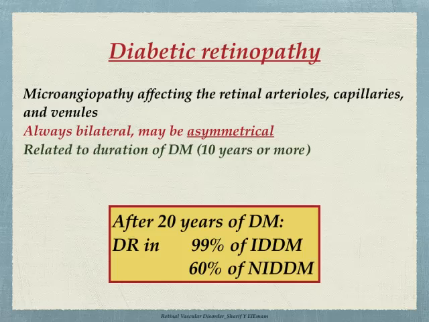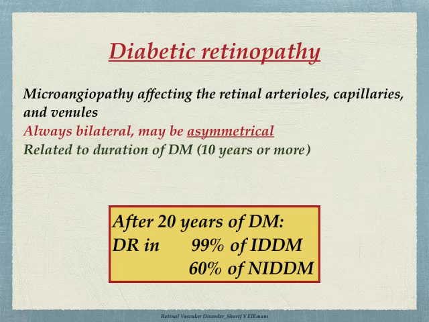As we said, diabetic retinopathy is mainly related to the duration of diabetes mellitus. Most people who have had diabetes mellitus for more than 10 years actually have some degree of diabetic retinopathy. After 20 years of diabetes, this is what the study says, diabetic retinopathy is present in about 99% of insulin-dependent diabetes mellitus patients who are type 1. However, it is only present in about 60% of type 2 diabetes.